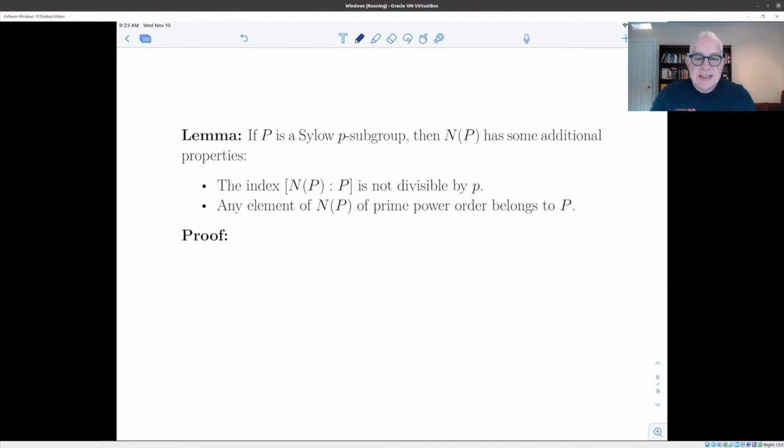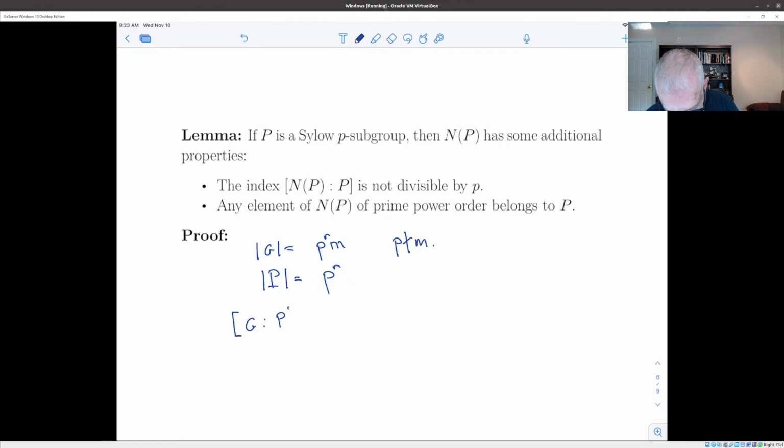Now, if P is a Sylow P subgroup, then its normalizer has some additional properties. The first one is that the index of P in its normalizer is not divisible by P. Why is this true? Well, we know that the order of G is a power of P times some number M, which is not divisible by P, and that the order of P is P to the R. That's what it means to be a Sylow P subgroup. You're as big a power of P as you can possibly be. So the index of P in G is M, not divisible by P.